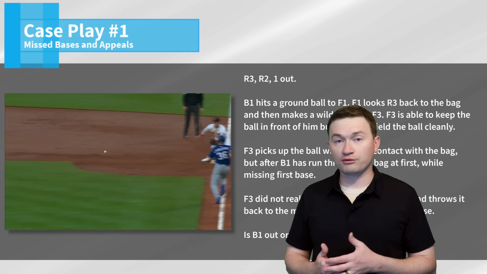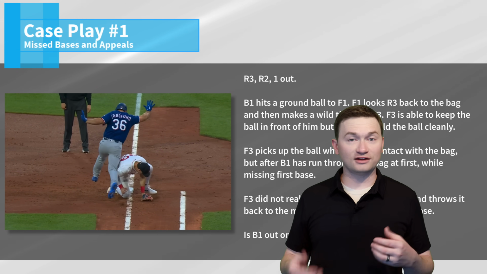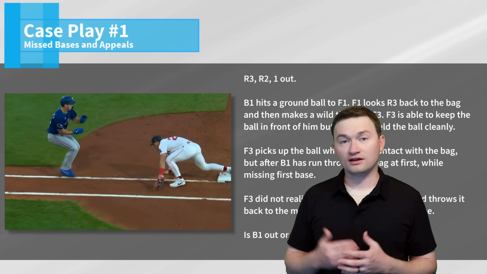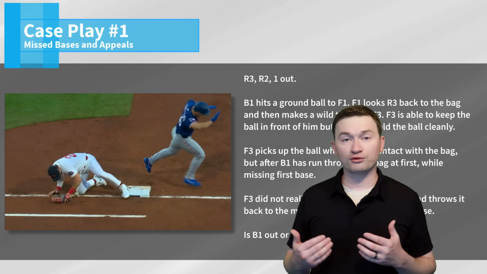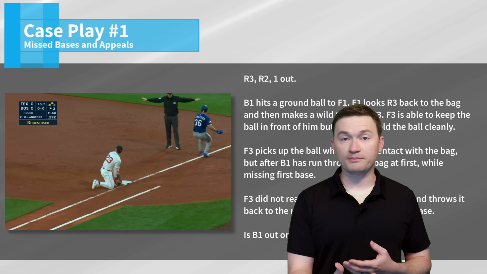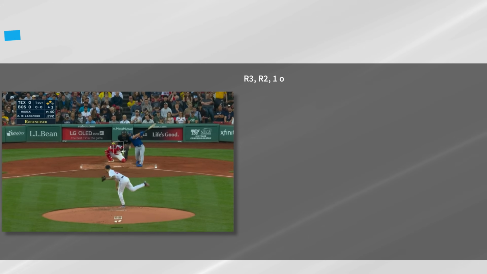And because the batter runner has already gone beyond the bag, it's not as simple as a traditional force out where you have to get the ball in possession in contact with the bag before the runner reaches the bag. In this scenario, the batter runner has already gone beyond the bag, which means this is going to be an appeal play. Case play number 2.